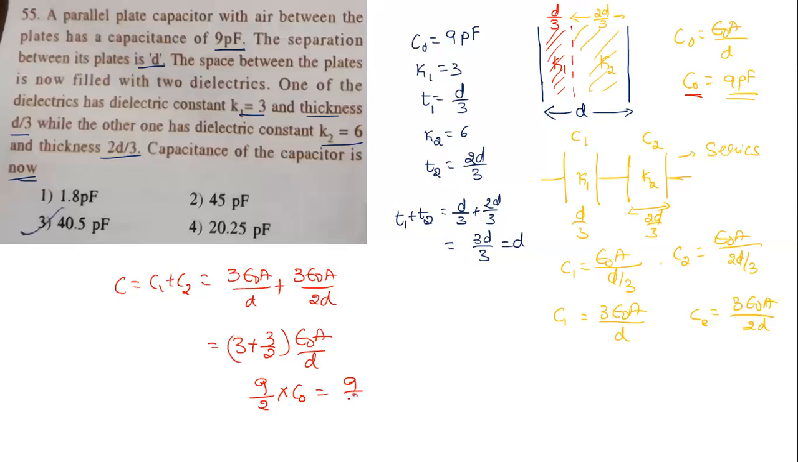That is equal to 9 by 2 into C naught. How much do we get? 9 picofarad. So it will be 81 by 2 picofarad. I'm not going to write the pico value, I'm going to keep it now. If we cancel this, you get 40.5 picofarad. That is the correct answer, option number 3. Okay.